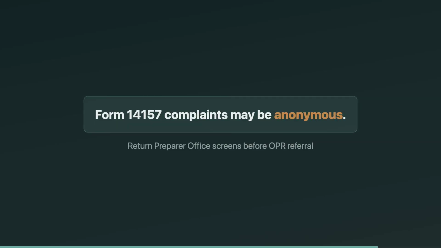Taxpayers can also start the process. They can file Form 14157, the Return Preparer Complaint, with the Return Preparer Office. That office does an initial review and investigation, then refers appropriate cases to OPR. And yes, anonymous complaints are allowed. On the EA exam, the key is that the complaint doesn't go straight to OPR first. It's screened before referral.